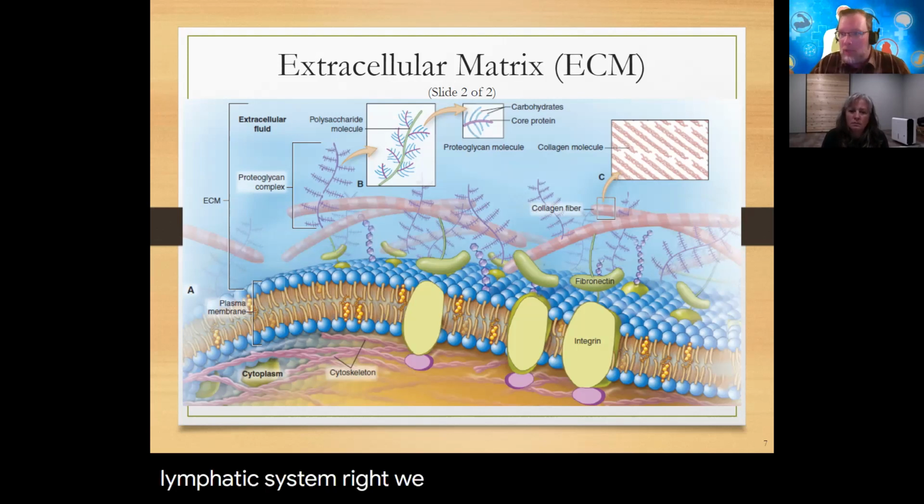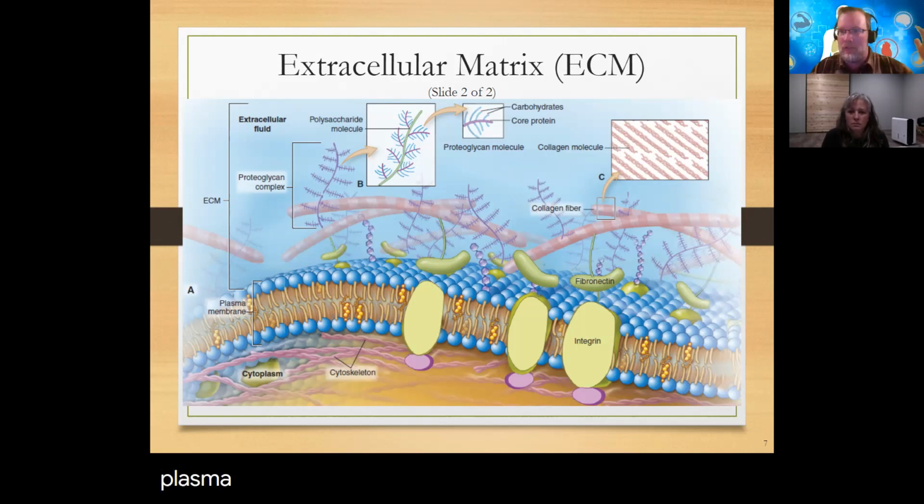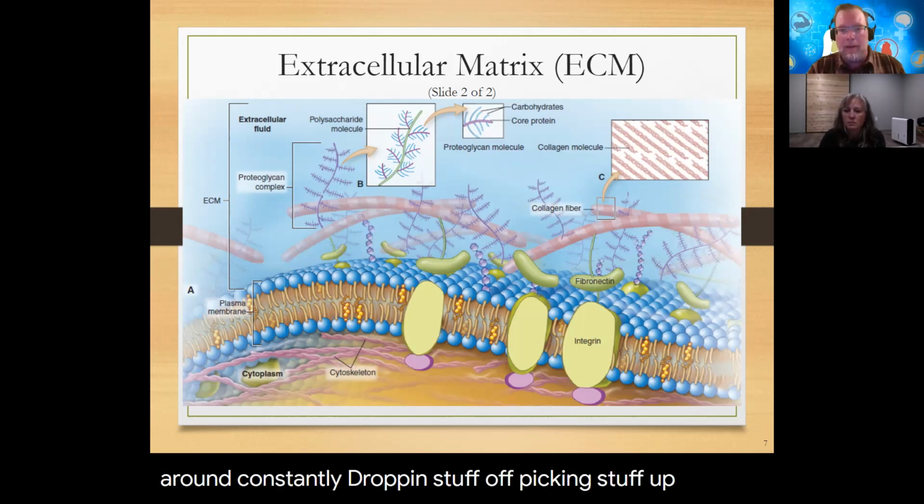We call it plasma, right? In the blood, it's called plasma. When it's out of the bloodstream, it's called interstitial fluid. When it's in the cell, it's called cytoplasm. Plasma, fluid, plasm. So it's all the same stuff. It's just moving around constantly, dropping stuff off, picking stuff up. So anyway, that's the long and short of what's going on.